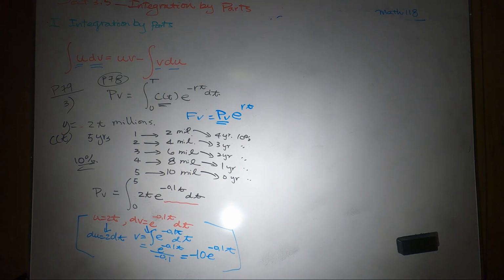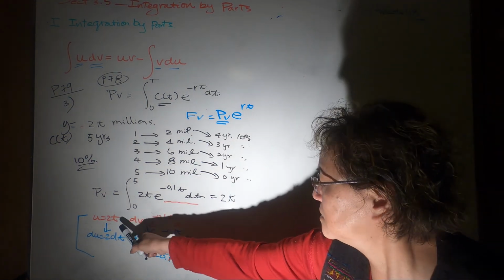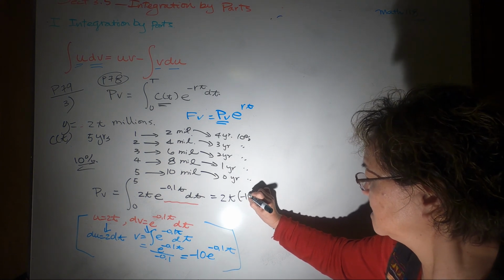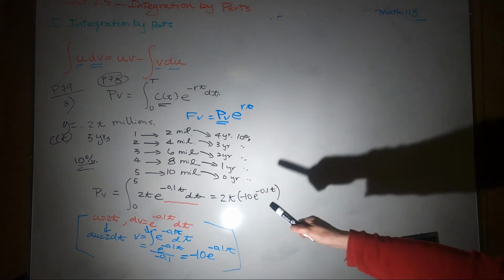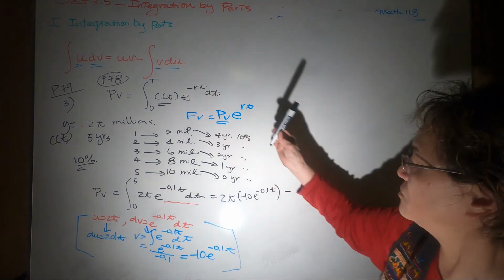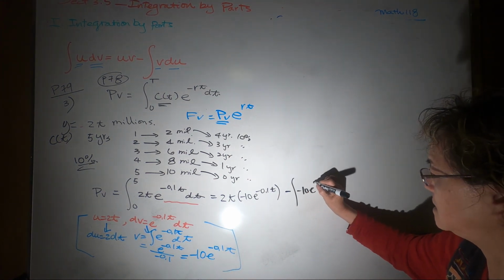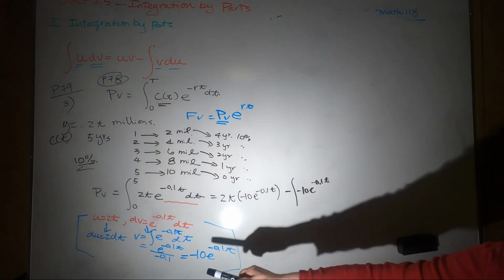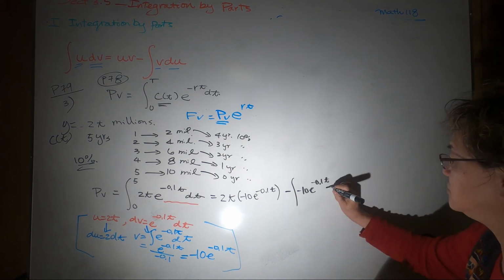So we will use this to plug in u and v. So what's u? That would be 2t, right? Times this, negative 10 e to the negative 0.1t. That's uv. Minus the integral of v, negative 10 e to the negative 0.1t, times du. And du is what? 2 dt.